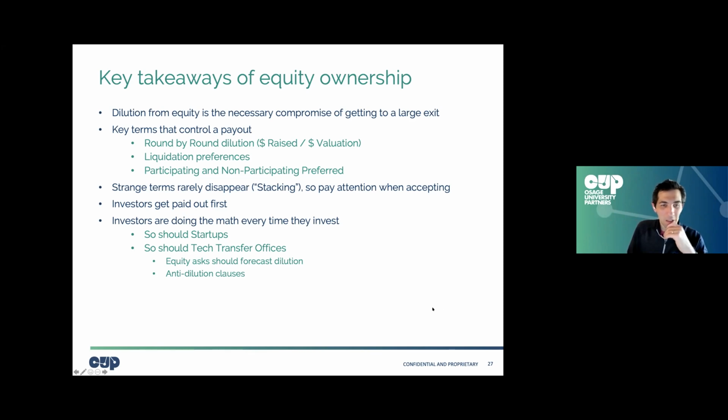Key terms to pay attention to in the earliest days of your company: think about liquidation preferences, and participating and non-participating preferred. Make sure everyone's vesting, and always be aware of how some of these terms stack. Don't let strange terms into your deal if you don't think they're appropriate, and just keep in mind that they may exist forever if you do.